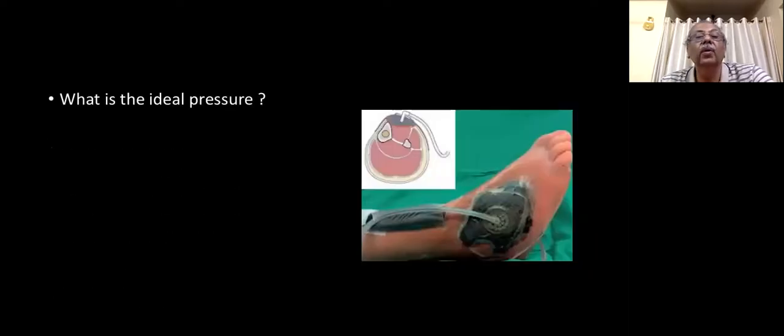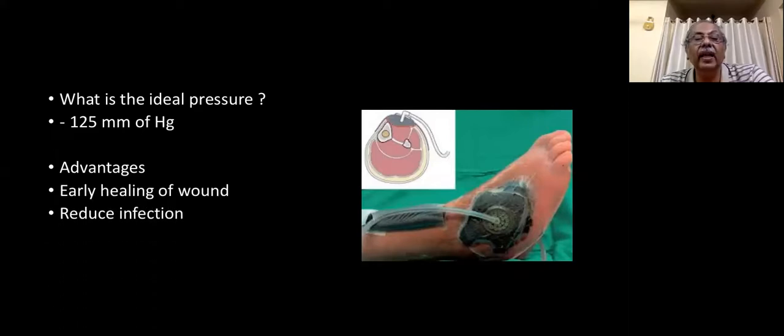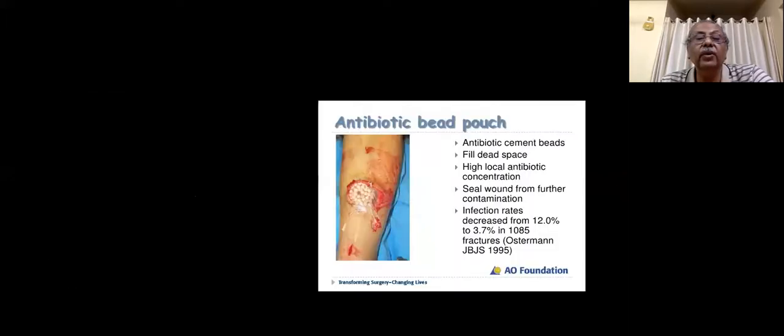So what is the ideal pressure that may be asked? It is minus 80 to minus 125 actually. The advantages are early healing of the wound and reduces infection. And the main disadvantage is that it cannot be used in an open, in a bleeding wound because it produces hemorrhage.